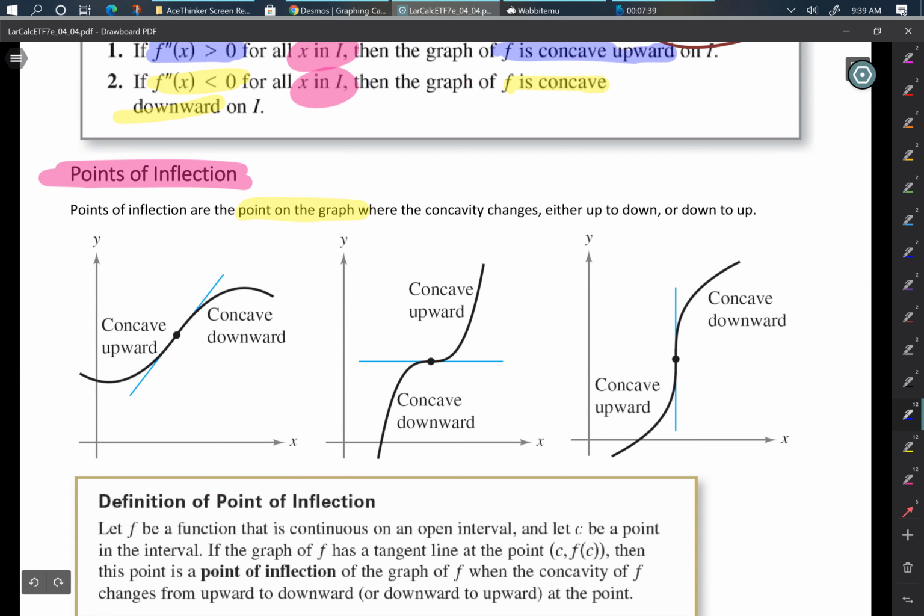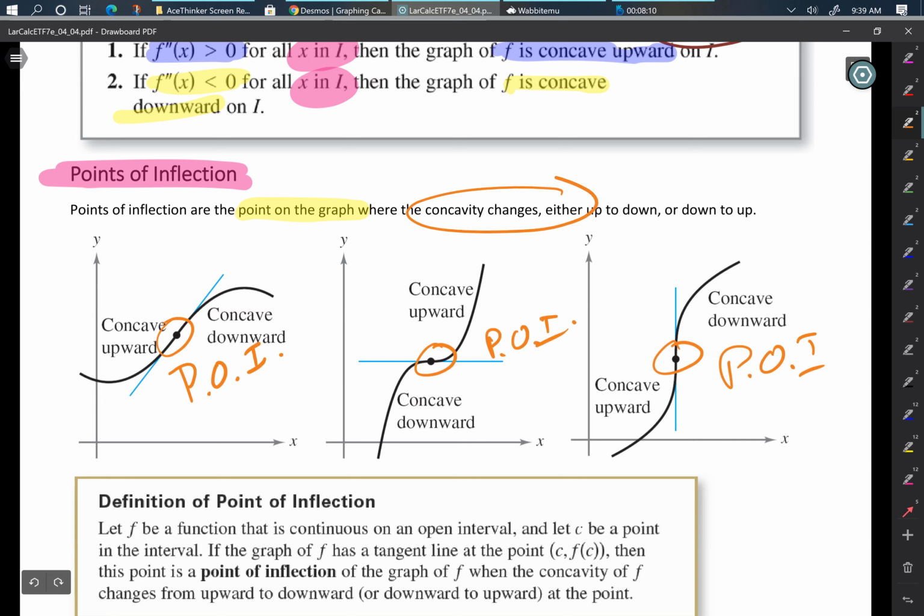Right? In this first graph over here on the left, we have a lovely point of inflection right there, a POI, a point of inflection, because the graph changes from concave upward to concave downward at that point. Right? Another point of inflection where the graph goes from concave downward to concave upward. And then another point of inflection where it goes from concave upward to concave downward. Okay, so if the graph has a point where the concavity changes, up to down, down to up, doesn't matter, it just has to change there, then we say that we have a point of inflection.